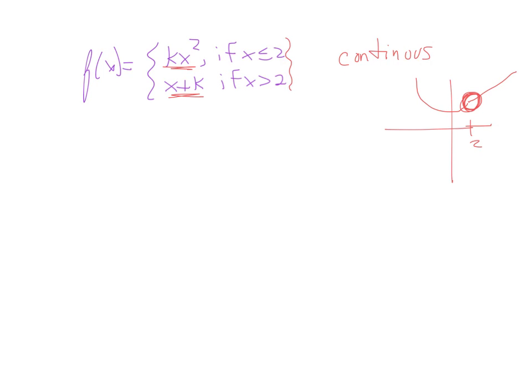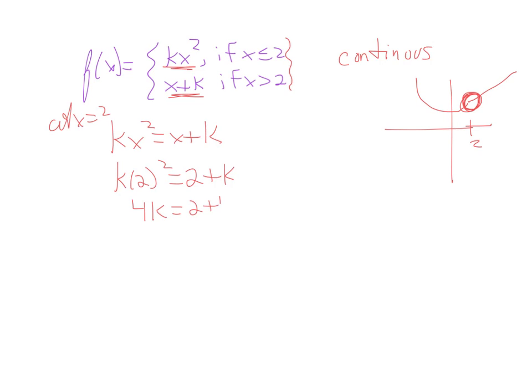And so all they're really asking you to do is just say that at x equals 2, kx squared would have to be equal to x plus k. And we know that's just at x equals 2. And so we're going to fill in the 2 for x. So we have 4k equals 2 plus k. And if I rearrange this equation, I'm going to bring k over to this side and subtract it and have 2 on the right. So I have 3k equals 2 and k equals 2/3.